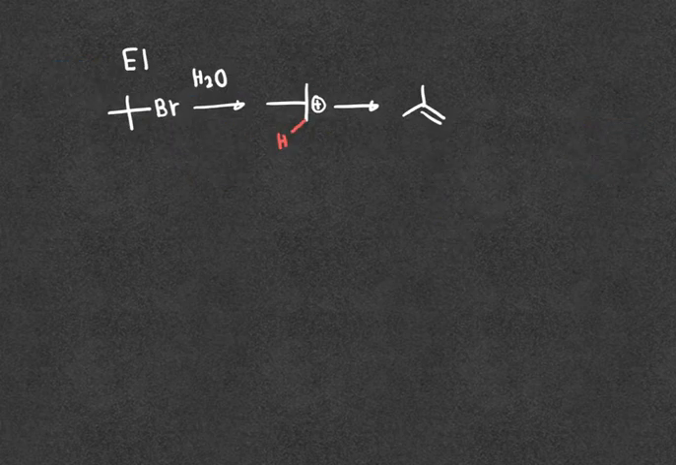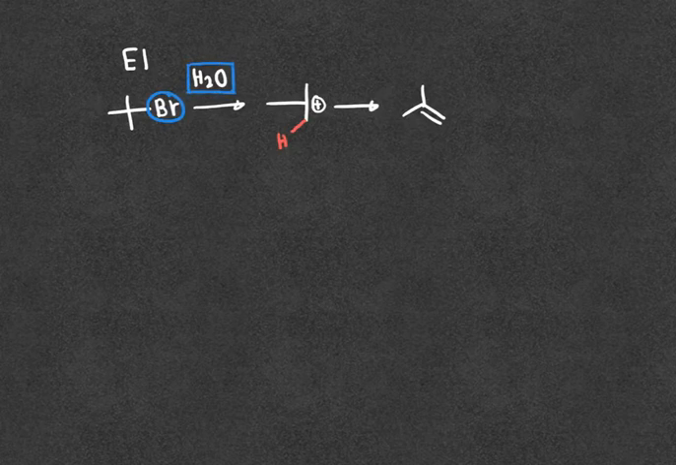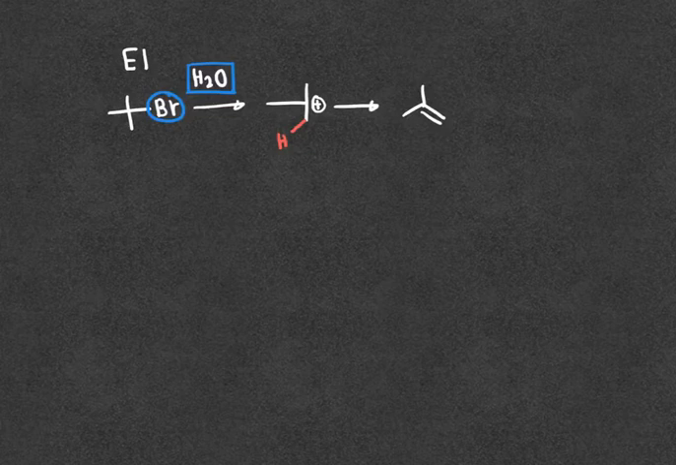Now we will be talking about the E1 reaction. In this reaction, we need a tertiary alkyl halide, which has a leaving group, bromine, and a nucleophile. Like the SN1 reaction, the E1 reaction requires a tertiary alkyl halide because it also forms a carbocation intermediate, and you want to form the most stable carbocation intermediate. In the first step of the reaction, the leaving group, bromine, leaves. This forms a tertiary carbocation.